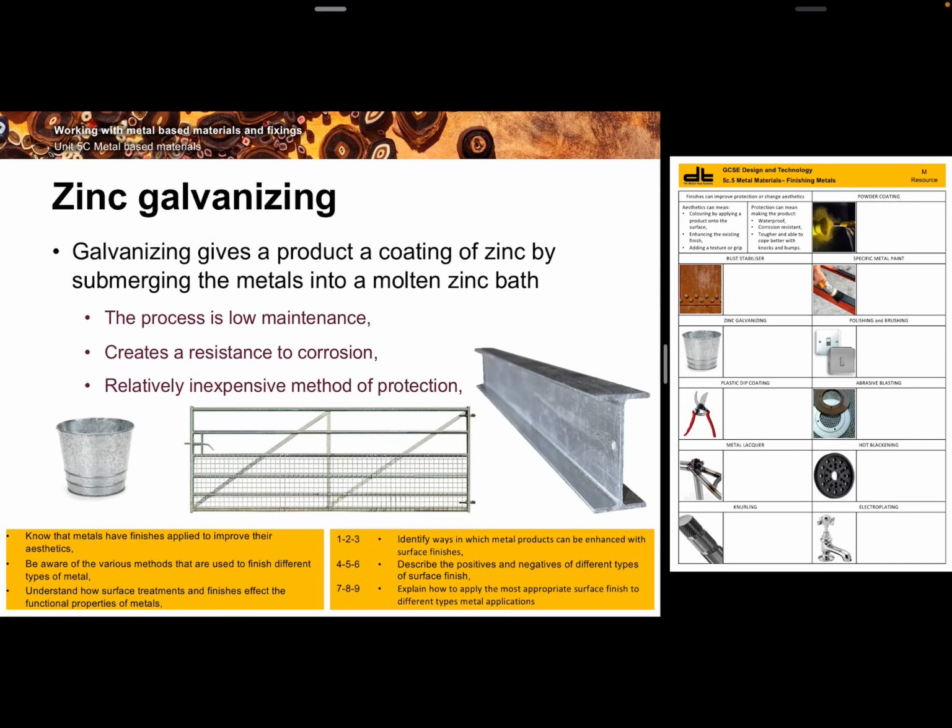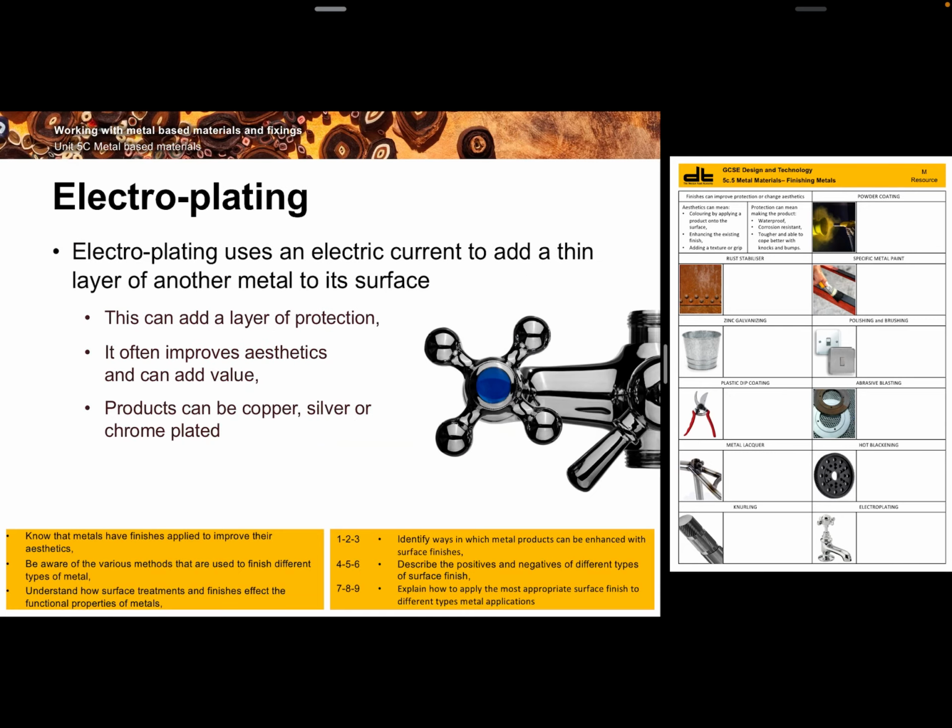Zinc galvanising. Galvanising is the process where you're coating a product in a layer of zinc. You submerge the metals into a molten zinc bath, and then effectively when it comes out it will be applied. The process is really low maintenance, it creates a resistance to corrosion, and it's quite inexpensive to do. A lot of things like farm gates, and if you have an object that's going to be outside, things like RSJs for constructional buildings, and for example the bucket down in the corner, those things are going to be outside quite a lot. The gal finish is perfect.